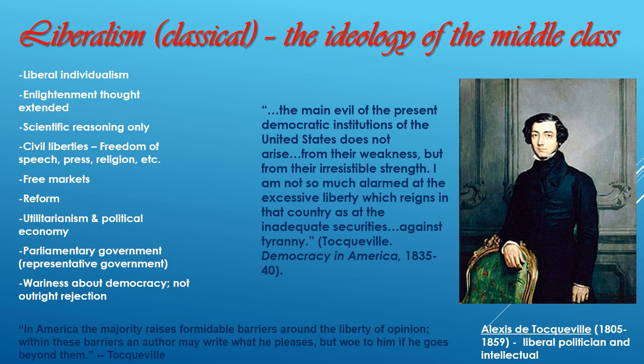Free markets, so this is capitalist. The Enlightenment figures were also pro-capitalist. Reform-minded, utilitarian, meaning that this was a project to improve the world, to bring about progress. The liberals were touting this idea big time. They believed, for the most part, in parliamentary or representative government, but there was a certain wariness about democracy, not outright rejection of democracy, but a concern about it.